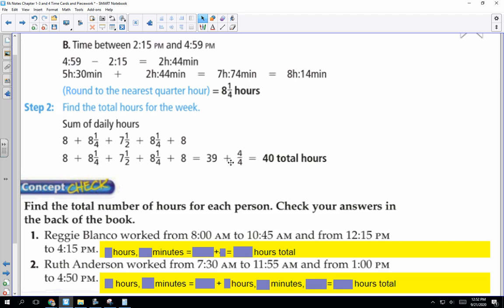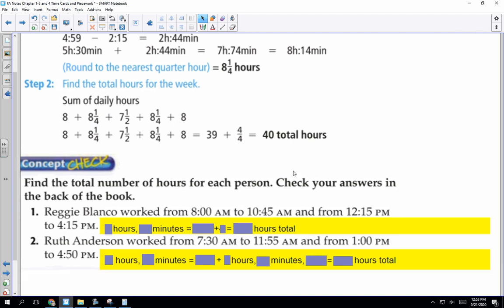The reason, because if you look, I don't like all these fractions, so that's why I put it as decimals and put it in my calculator, because this is a rough process. So we added all the hours from each day together. When we do that, we got 40 hours total.